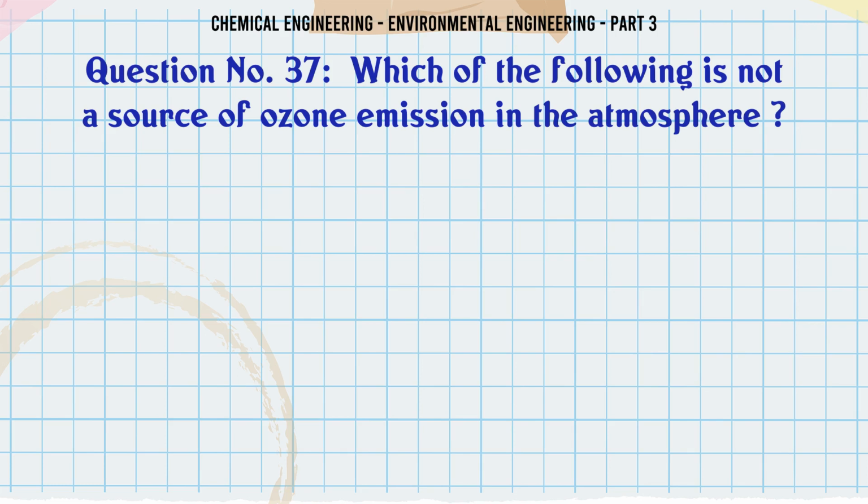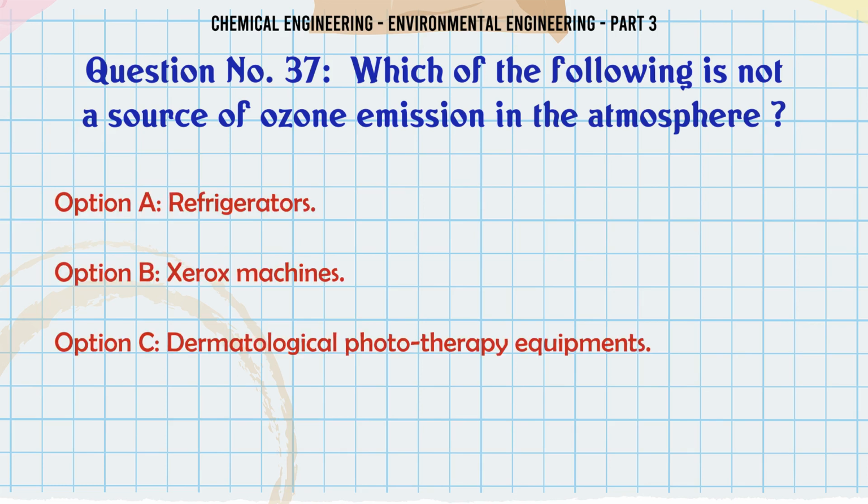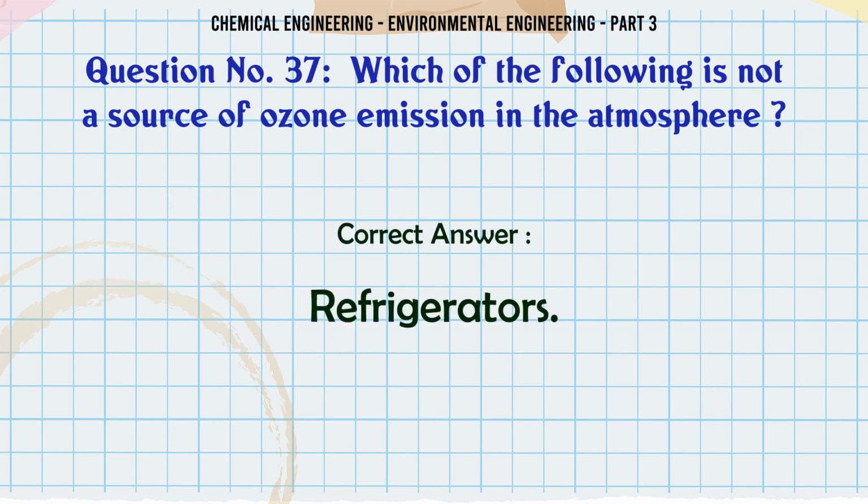Which of the following is not a source of ozone emission in the atmosphere? A. Refrigerators. B. Xerox machines. C. Dermatological phototherapy equipments. D. High voltage electrical equipments. The correct answer is refrigerators.